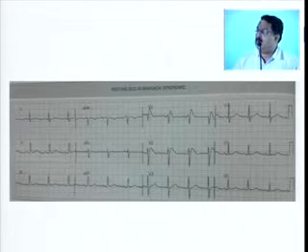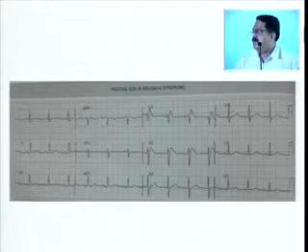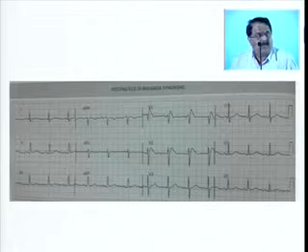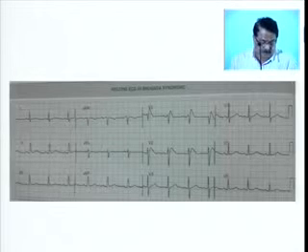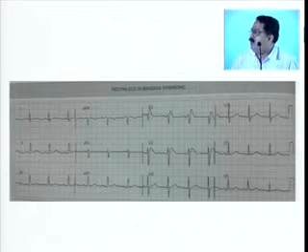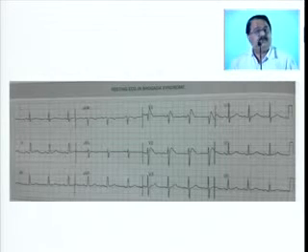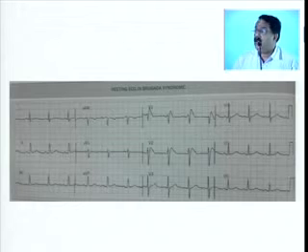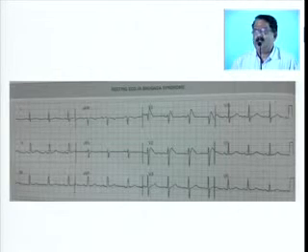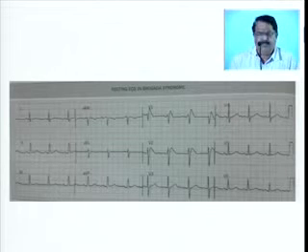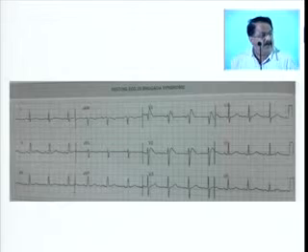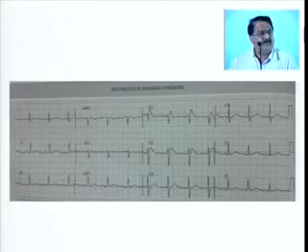Absolutely normal. Then I said, okay, admit him. Send cardiac enzymes. Report comes normal. He does an echo, no regional wall motion abnormality, absolutely normal. But then we kept him in the hospital. We don't know the cause of syncope. Next morning he says, I'm only 30, I'm going. Fine. Trop test is negative, echo is normal.